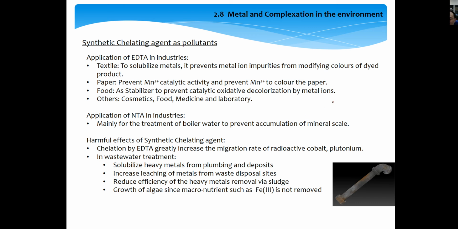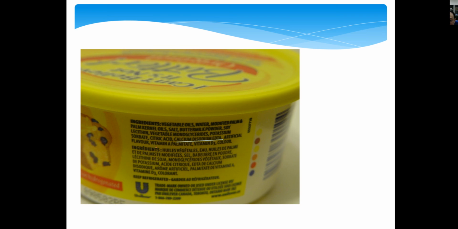This example is also saying that to remove the metal ion so that the color of the food will not change. So that is the reason why it's called a stabilizer. It also has been used in cosmetics, food, medicine and laboratory. I have one example here, which is a food containing calcium disodium EDTA. So the EDTA is here.